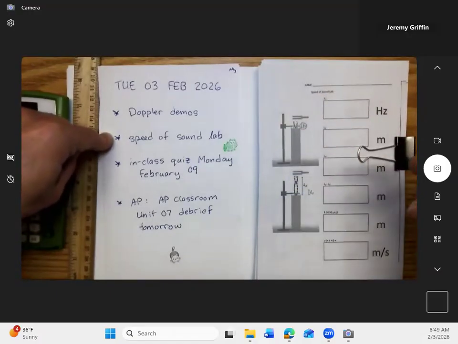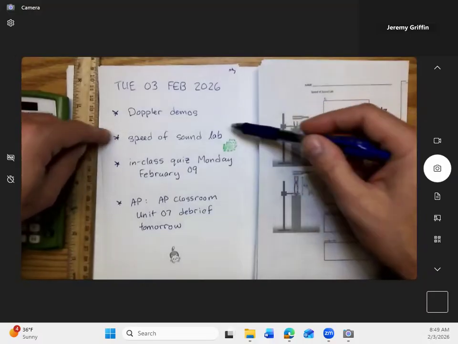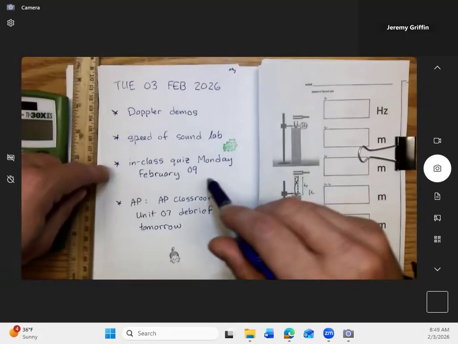Guys, let's go here. By the time you walk out of class today, you will have calculated the speed of sound based on measurements.